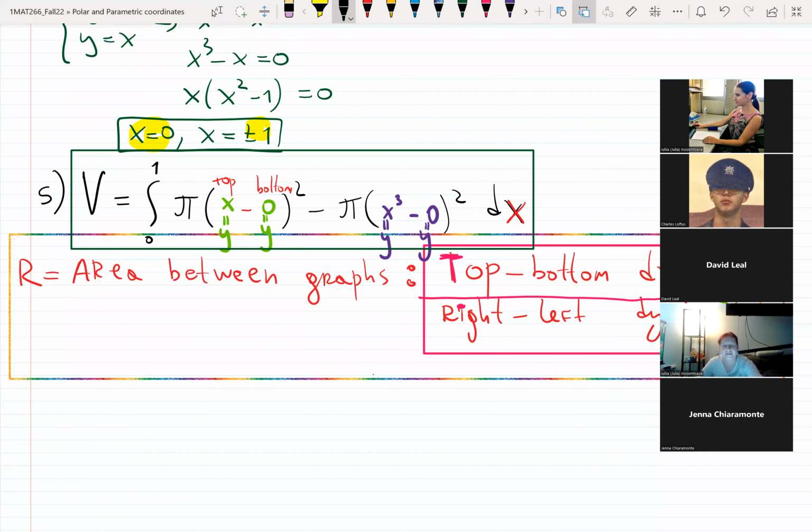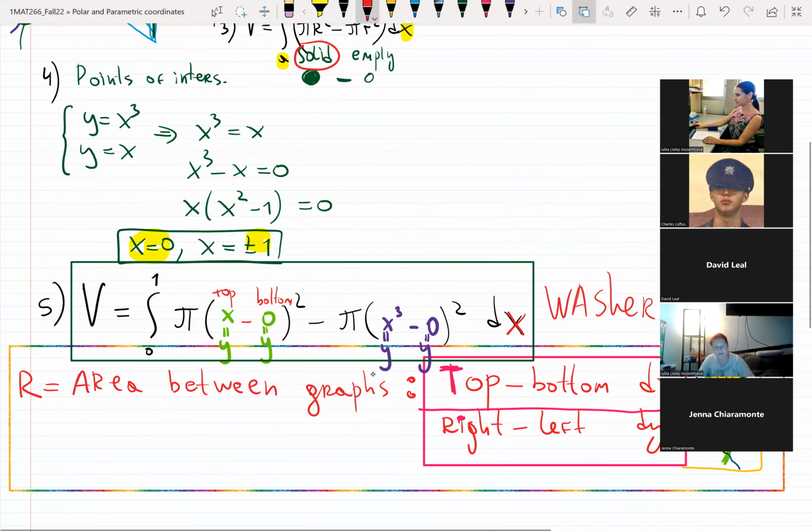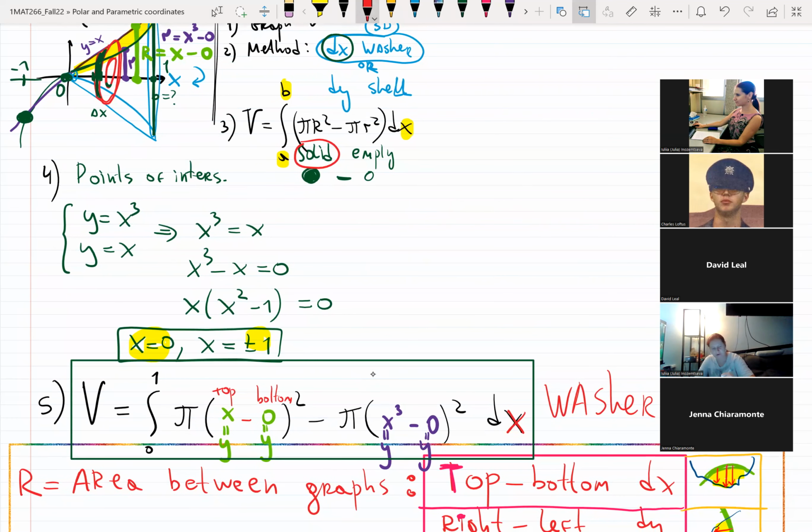What is this washer? So the whole thing is a washer, because it has an empty piece. Let me do it. It's a washer because the 3D object looks like this: line outside, cubic function inside, line outside, cubic function inside. And when you actually see the 3D object, there's an empty piece inside. So that's why it's a washer.